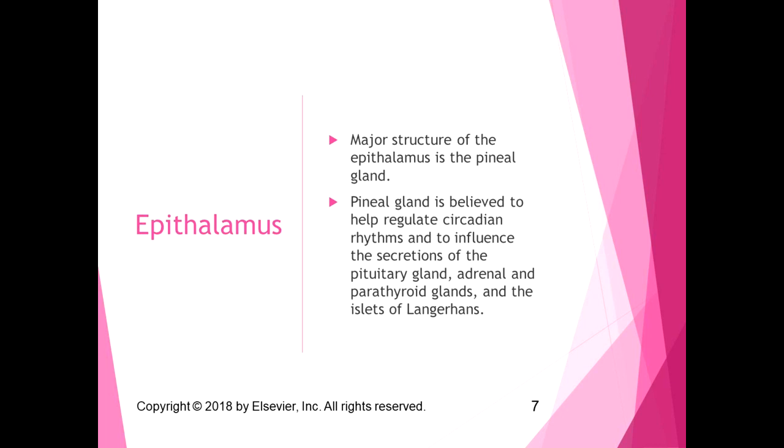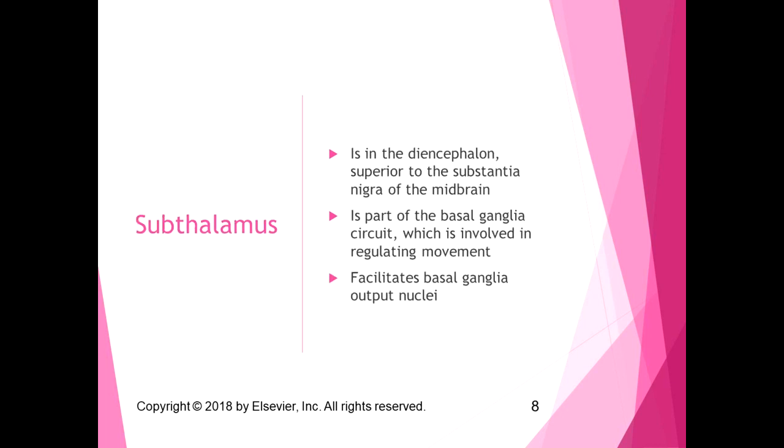The pineal gland is the target gland for melatonin, which is part of triggering our sleep cycle. And it's thought that it's sensitive to light and light cycles, so circadian rhythms. Makes sense, right? The subthalamus is in the diencephalon superior to the substantia nigra of the midbrain, but clearly, from its name, under the thalamus. It's part of the basal ganglia circuit, which is involved in regulating movement. It facilitates basal ganglia output nuclei. So I'd say its major function is coordinating with the basal ganglia in regulating movement.